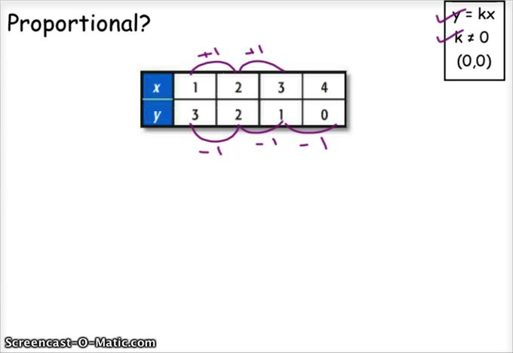Lastly, would this go through 0, 0? So if we backed it up 1 and x was 0, what would y be? In this case, we backed up the 3. Instead of subtracting 1, we would add 1 to go backwards, would be 4. And obviously, 0, 4 is where it would pass the y-axis and does not go through 0, 0. Therefore, this would not be a proportional relationship.